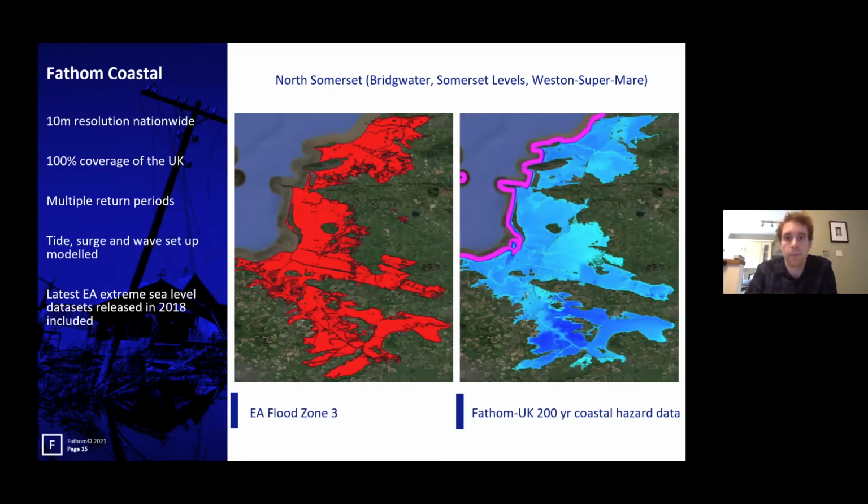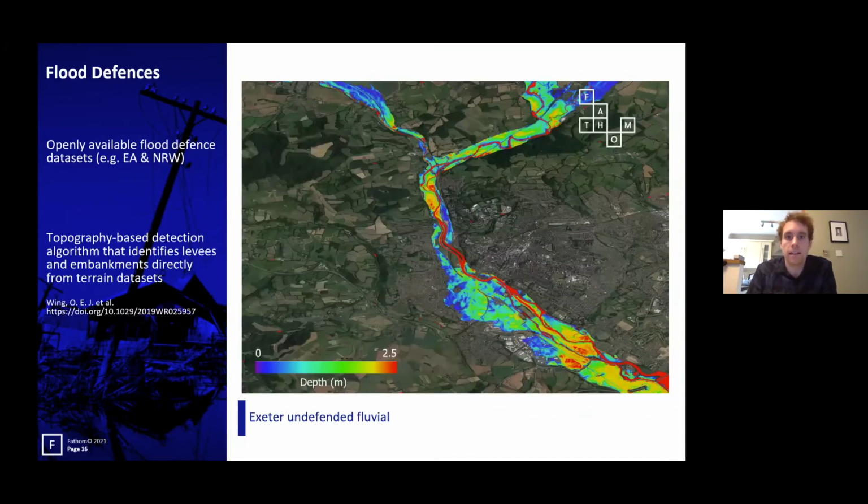And so this is an example on screen for North Somerset, where we have the Environment Agency Flood Zone 3 map again on the left-hand side and the Fathom coastal hazard data on the right-hand side. And again, you can see good correspondence between our data and the Environment Agency data. And this gives us confidence that our model has skill at simulating flood hazard and is appropriate for simulating both different return periods and future climate change scenarios as well.